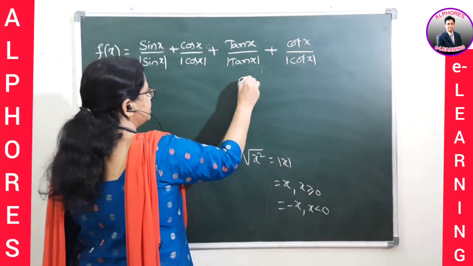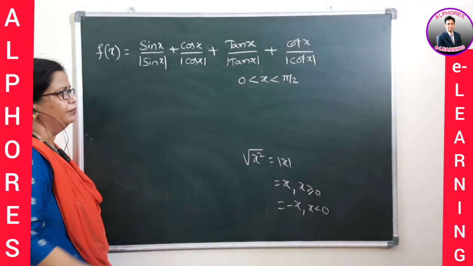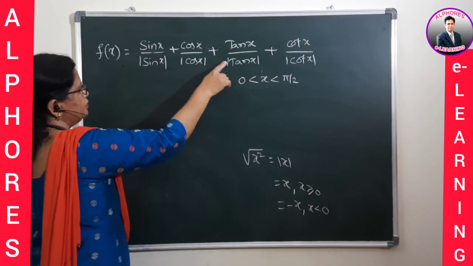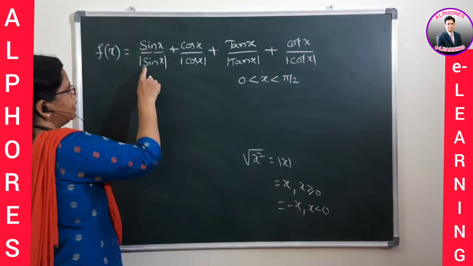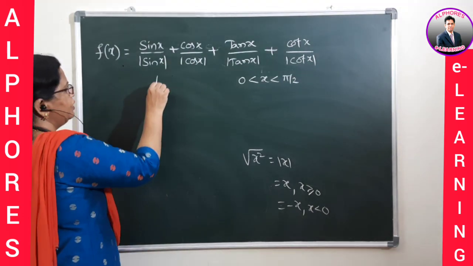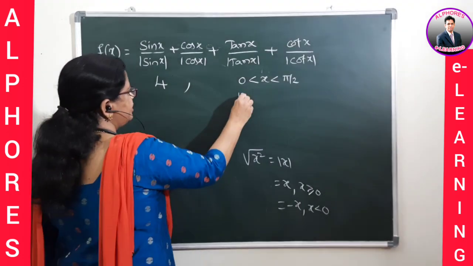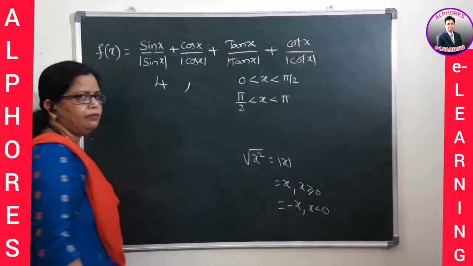Let us take the first quadrant, 0 less than x less than pi by 2. Then what about these values here? Sine is positive, cos is positive, all are positive values. Hence here sine by sine is 1, cos by cos is 1, etc. You got the value as 4. And next, suppose I take the second quadrant, pi by 2 less than x less than pi.